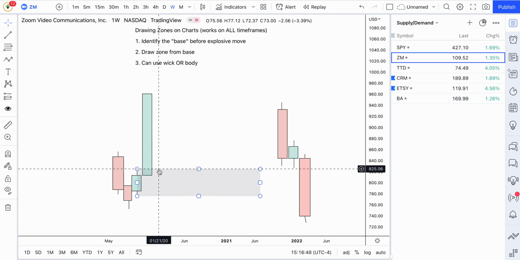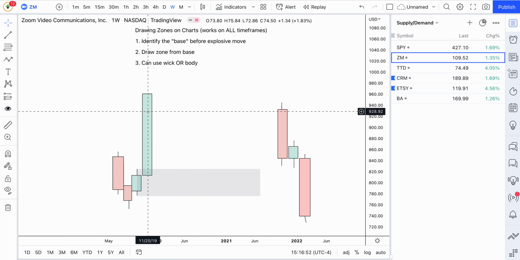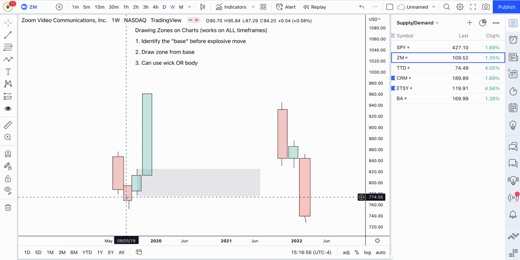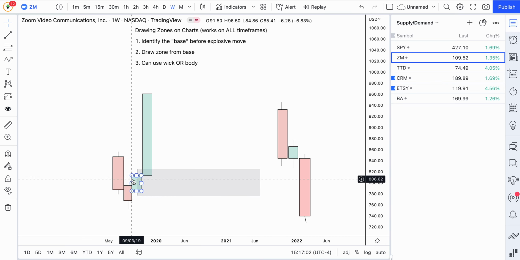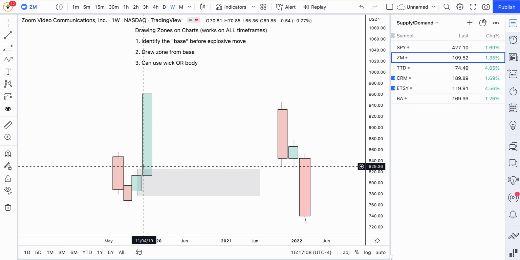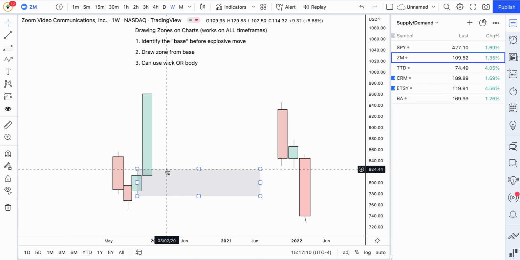A big misconception that people think is that if we have a demand zone, a big green zone, it has to be a red candle. You have to draw your zone based off the red candle. That's just simply not true. It doesn't matter what candle it is. You just want to identify where the real base is, and you want to draw your zone right before the huge move, because that's where all the unfilled orders are going to be.